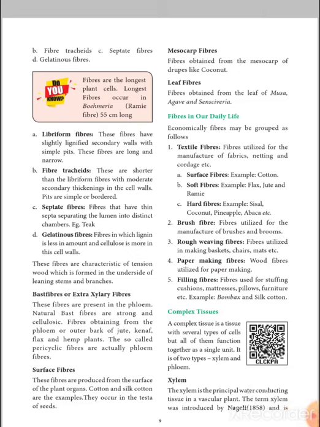Next one is the septate fibers. Fibers that have thin septa separating the lumen into distinct chambers, for example, in teak. Gelatinous fibers. Fibers in which lignin is less in amount and cellulose is more in these cell walls. These fibers are characteristic of tension wood, which is formed on the underside of leaning stems and branches.